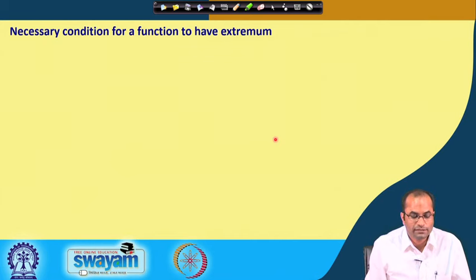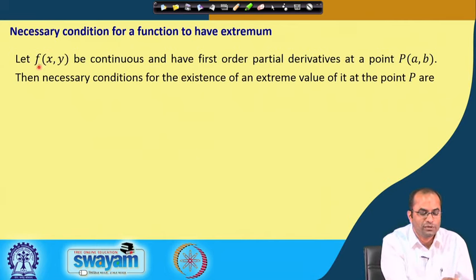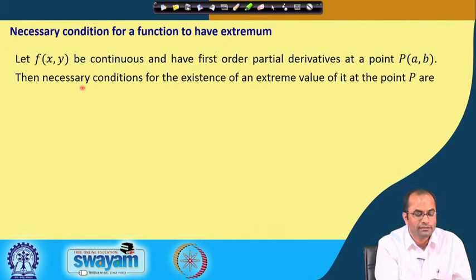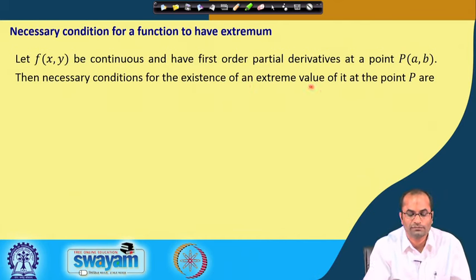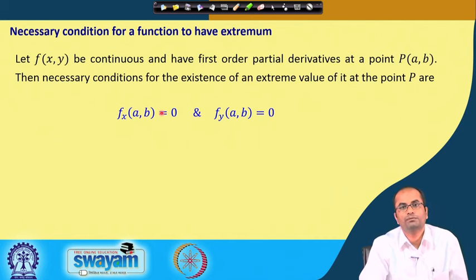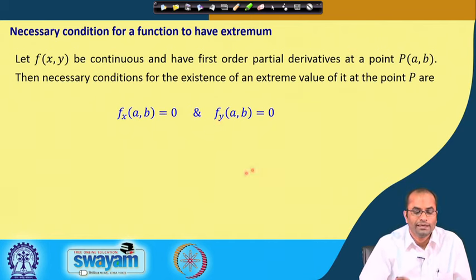And then we come to the necessary conditions for a function to have an extremum. So, what are these conditions? Let f(x, y) be continuous and have partial derivatives at a point (a, b). Then, the necessary conditions for the existence of an extreme value. Extreme value means the maximum and the minimum value, or rather we are talking about local maximum and local minimum values at this point P. What are the necessary conditions? That both the first order partial derivatives, with respect to x and with respect to y, at that point should be 0. This is what we are calling necessary conditions. That means, without these conditions we cannot have a local maximum or local minimum at this point.